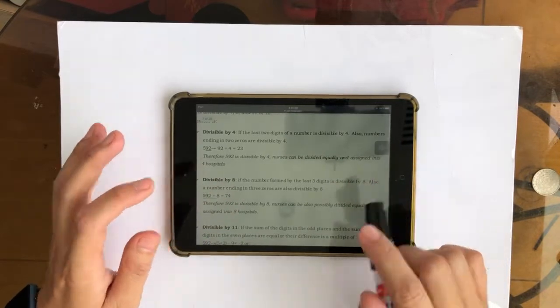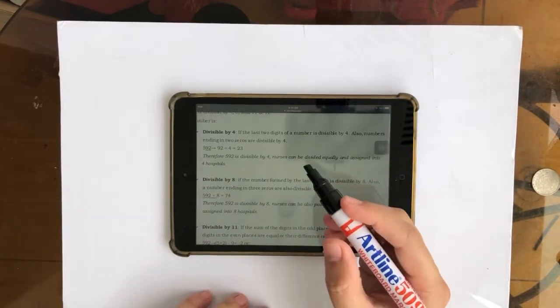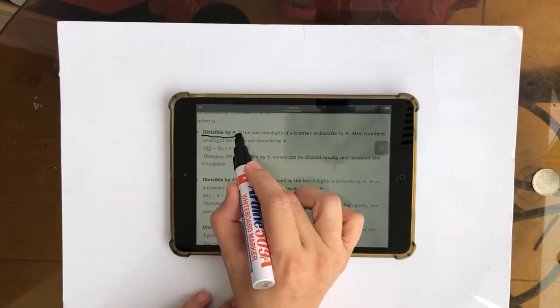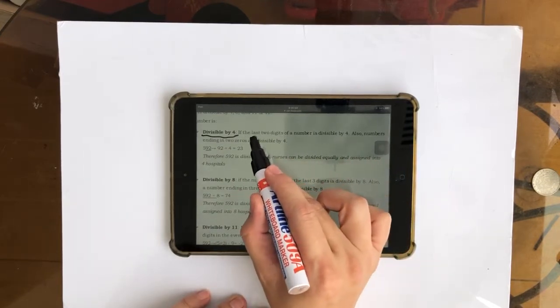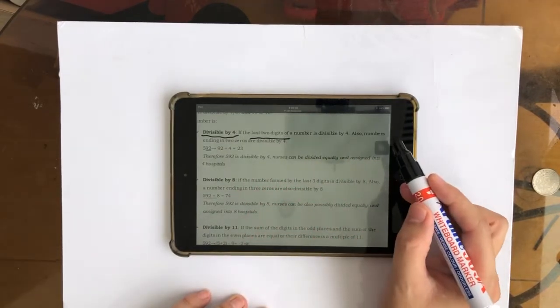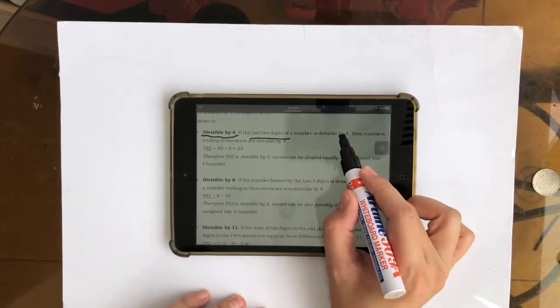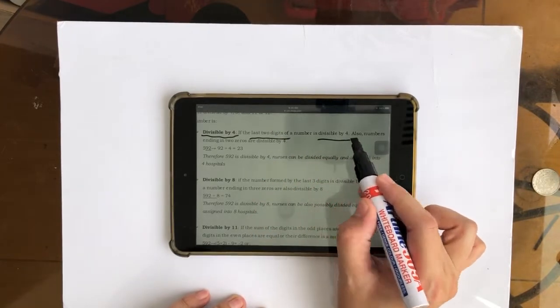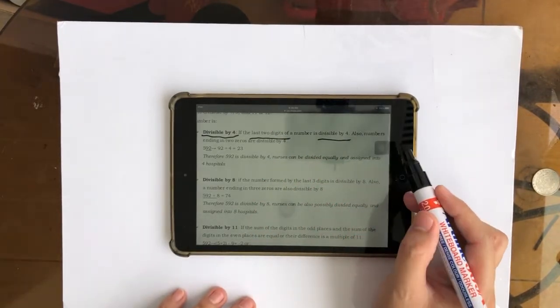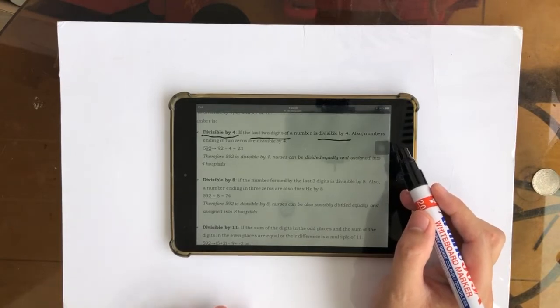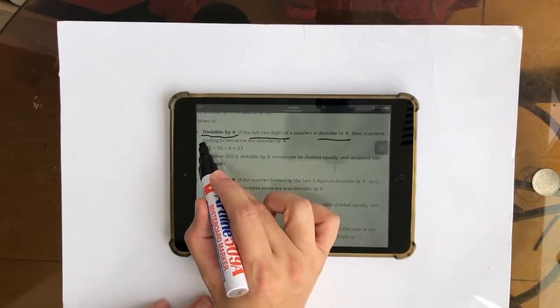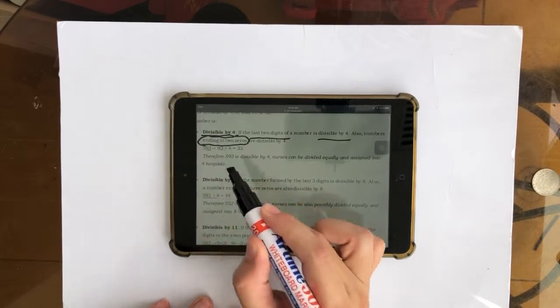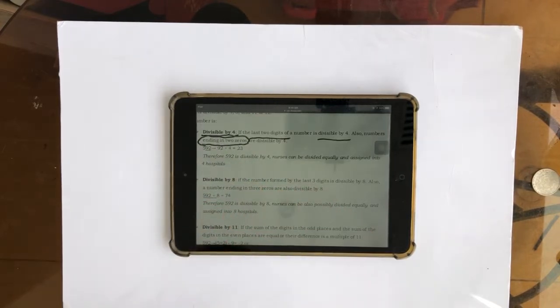So, according to the definition, for a number to become divisible by 4, tingnan natin yung kanyang last 2 digits. And sabi, the last 2 digits should be divisible by 4. And at the same time, pwede rin natin siyang sabihin na divisible by 4 kung ang kanyang ending ay 2 0. So, as an example, binigyan tayo ng number which is 592.